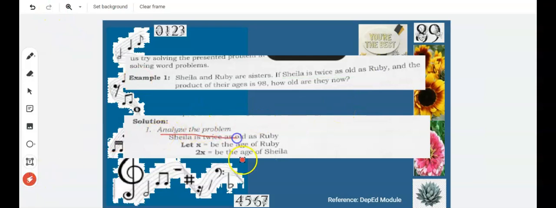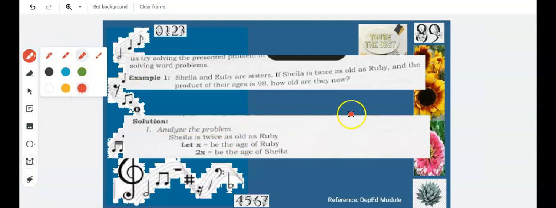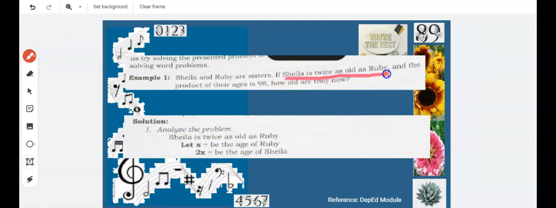Now, let's analyze further the problem. Let's analyze the given statement. Sheila is twice as old as Ruby. Kinsa man ang manghod? Yes, si Ruby ang manghod. Kinsa man ang maguwang? Yes, si Sheila ang maguwang or ang elder sister. Always remember, class, atong i-represent ang age sa manghod with a variable x. So we say, let x be the age of Ruby.